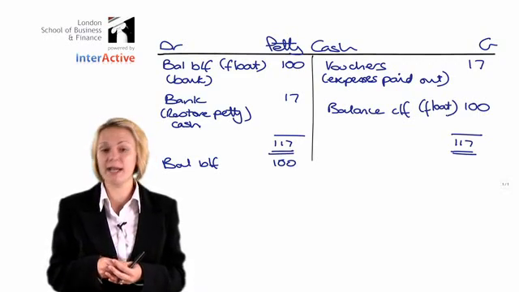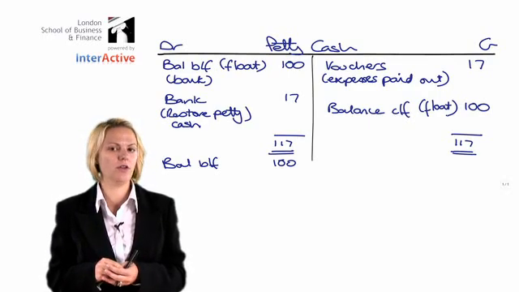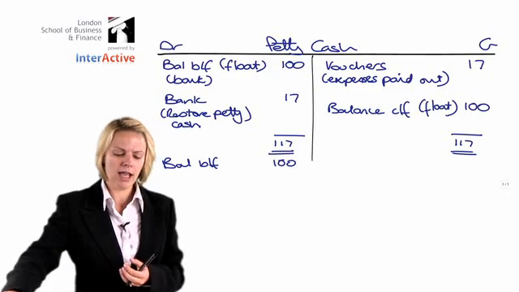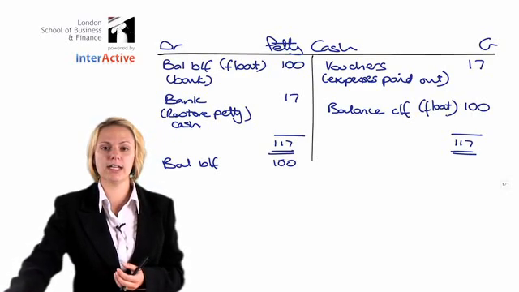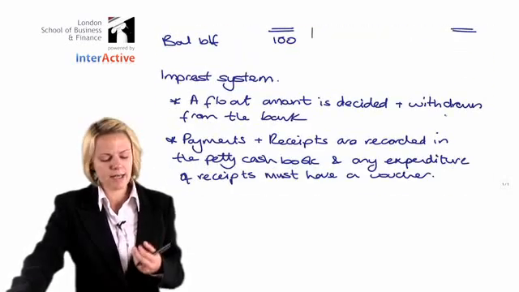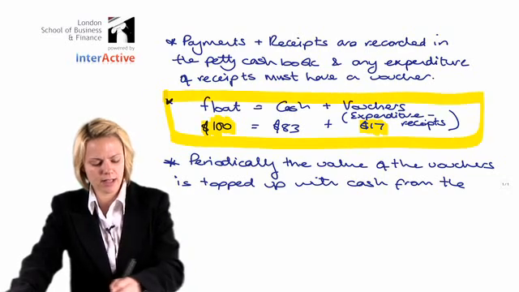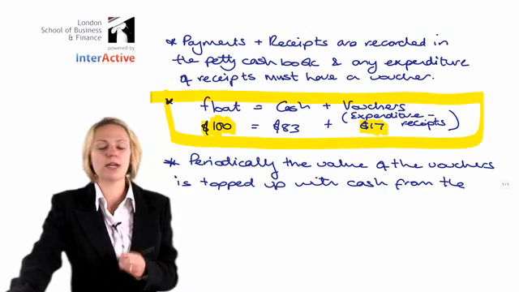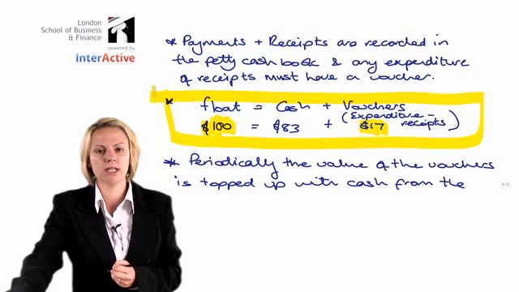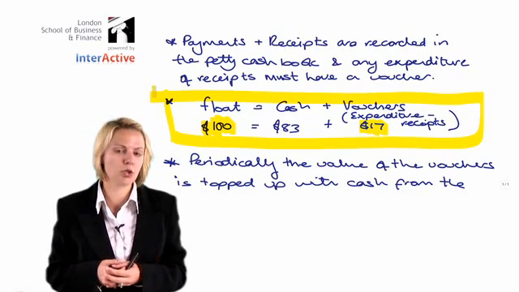And there we have it. That's how we deal with petty cash. We record it in the book of prime entry, we decide on a float amount, and then we record it into the main ledger by posting from the totals. But I'd say one of the most important points from this, especially for the exam, is this idea of float equals cash plus vouchers. And there we go. And that's the end of Books of Prime Entry.